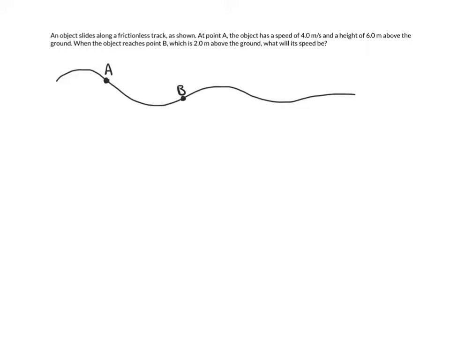However, what I'm going to do is something I think is going to make things a little bit simpler, and that's to choose point B, however high point B is, as my reference height. By doing that, the height at point B is 0. And that's going to let me cancel out something in my equation. So that's what I'll choose for my reference height.